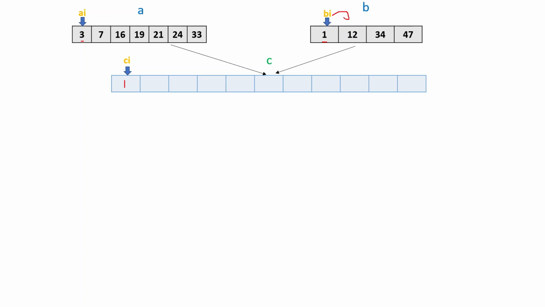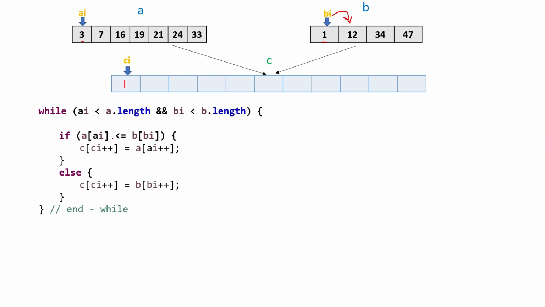Similarly, in the next one I'll compare 3 with 12. 3 is smaller, so I'll put 3 and increase the AI index. That is my approach. For that I've taken a while loop, which continues while the index of A is less than the length of A, and the index of B is less than the length of B. Whichever index crosses its length, the while loop is going to break.